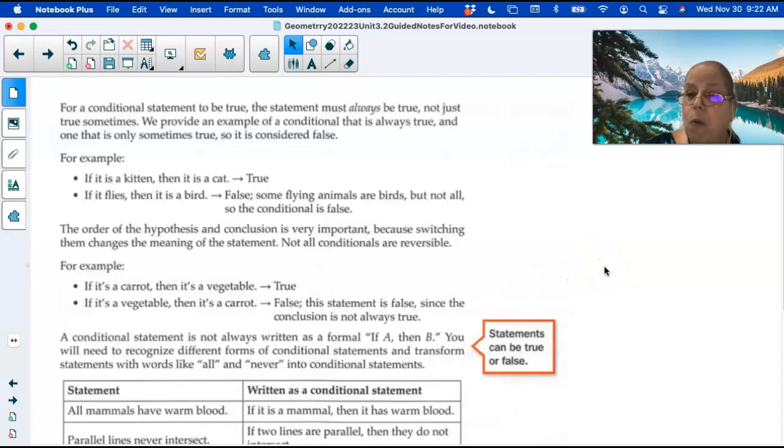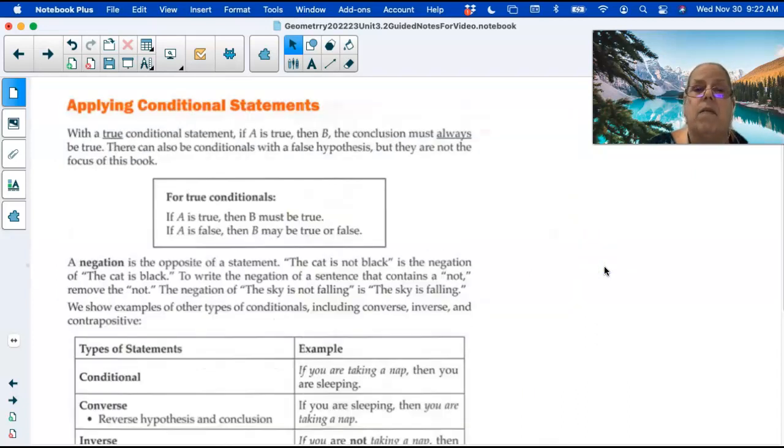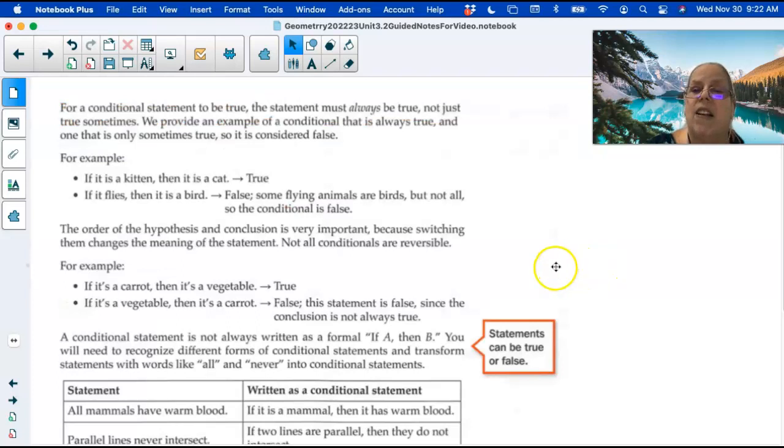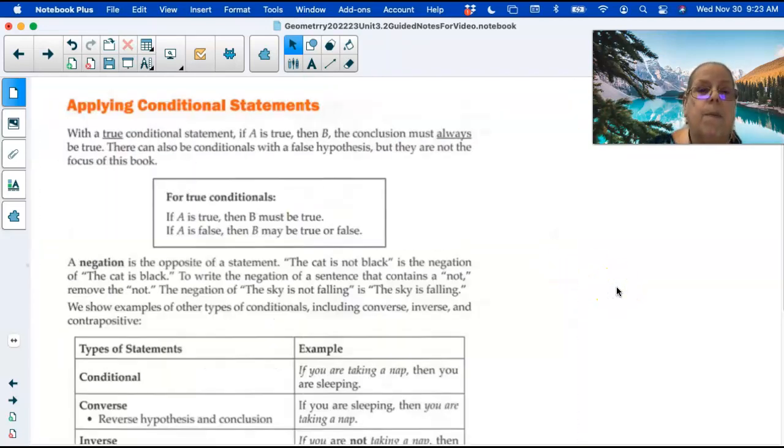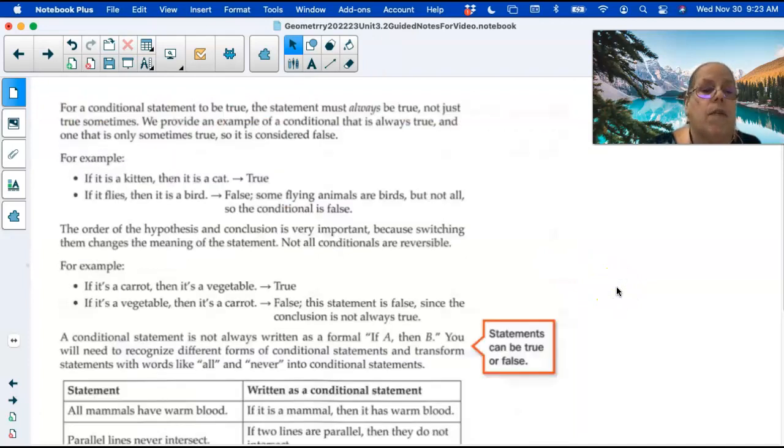All right, so a conditional statement is written as an if-then. Not always written that way formally. Sometimes you have to sneak it out yourself and figure it out. Okay? Oh my God, okay. Sorry for all the jumping.